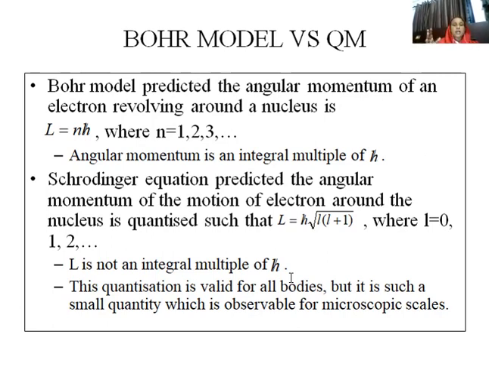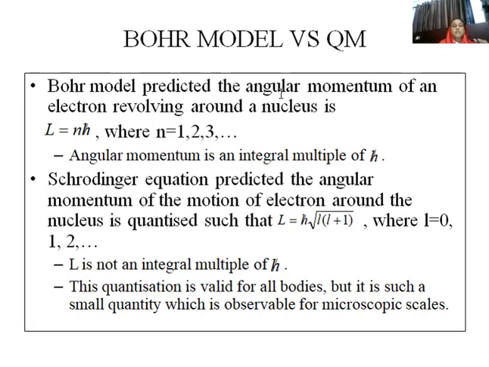Now we can compare the concepts of the Bohr model and quantum mechanics. As all of you know, the Bohr model is a semi-classical method. In the case of the Bohr model, it predicted the angular momentum of an electron revolving around a nucleus as L is equal to n h cross, where n is 1, 2, 3, etc. Angular momentum is an integral multiple of h cross. h cross is the basic unit of angular momentum.